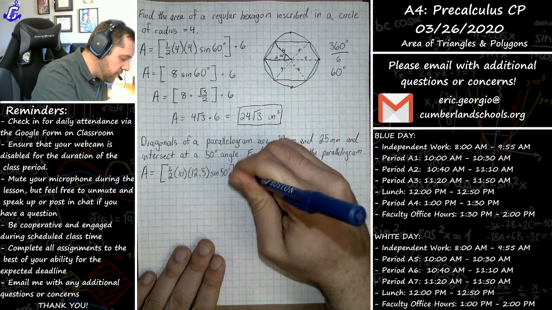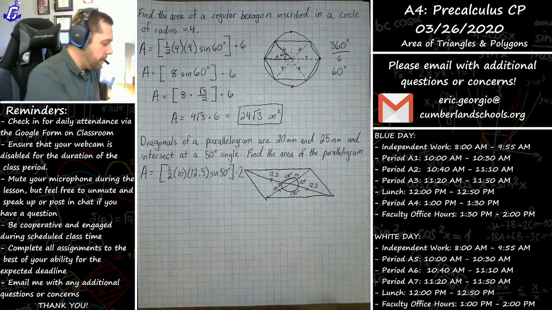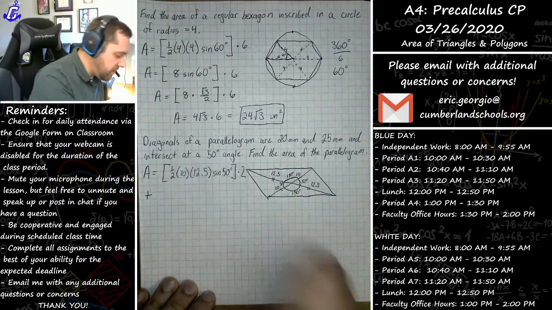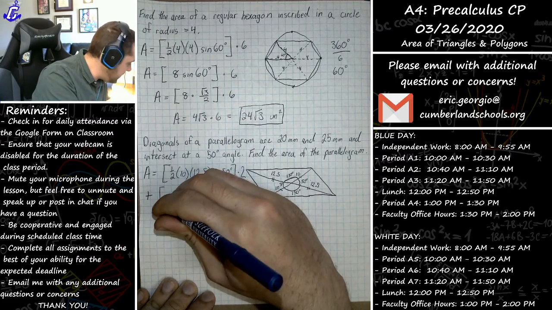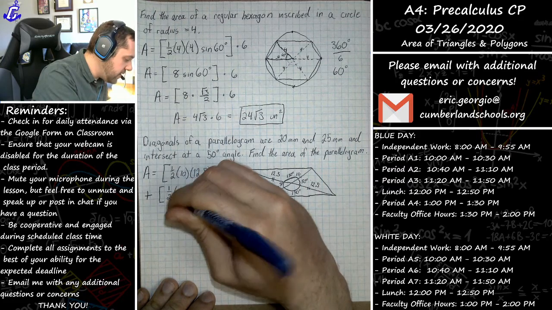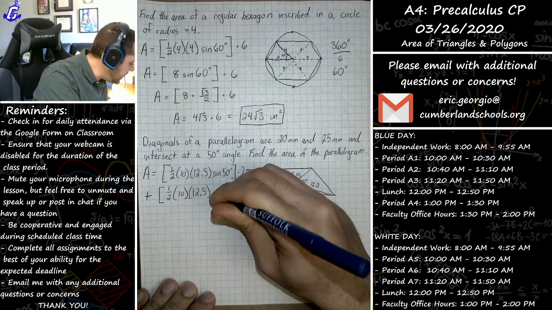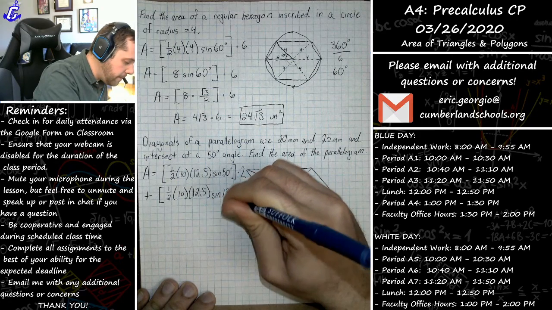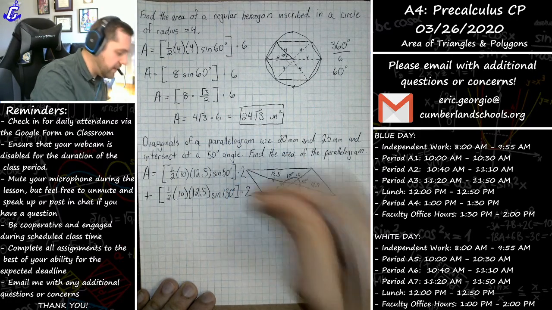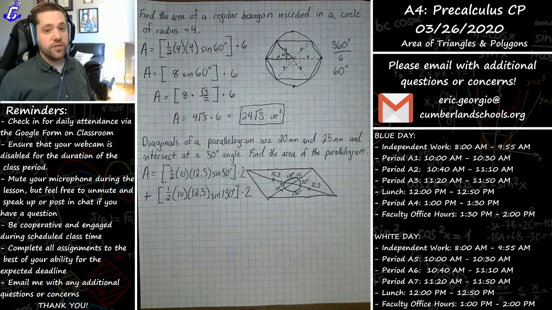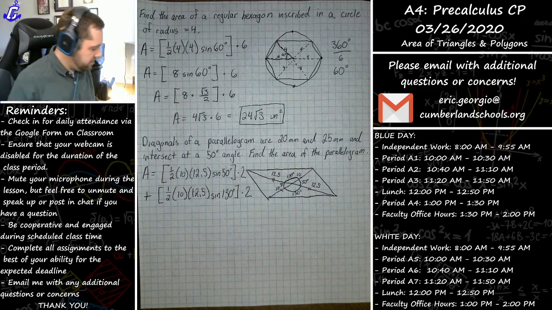And we have 2 of them, so I'm going to multiply that by 2. And we're going to add that to the others, right? Because that's going to make up all 4 triangles. We got 1/2 times 10 times 12.5, just like before, times the sine of 130 times 2. And again, times 2, because there are 2 of those triangles composing our whole shape.